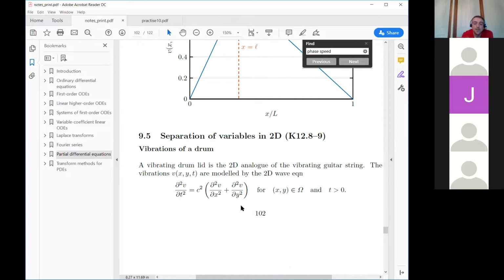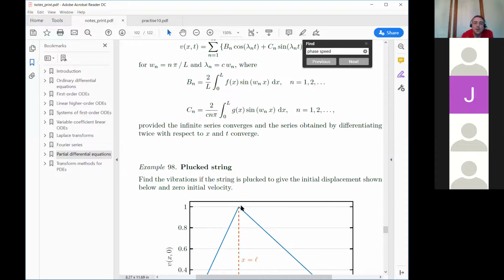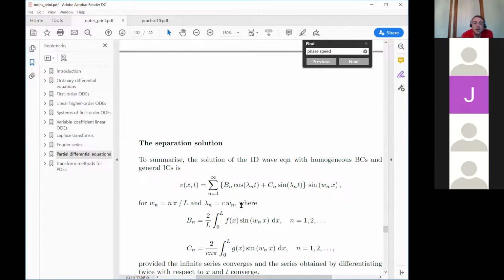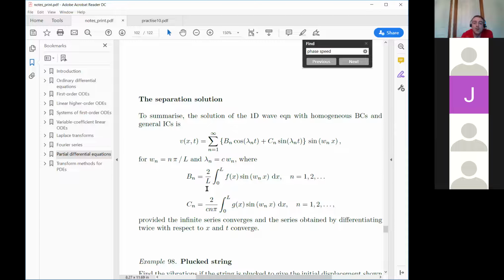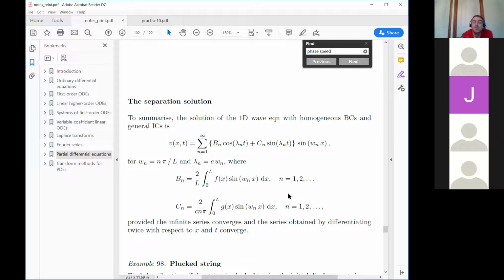Yep. So just here, vibrating, that's the drum. Yeah, and then above, just at the top of that page. Yeah, that one. So they went straight to this, did they? Yeah, the VXT part. And then it solved it. Wow. So you saw that part. So they didn't actually do the separation of variables thing. Did you just go straight to this answer? Yeah, it just went straight to that.